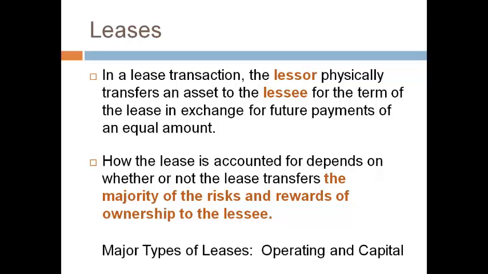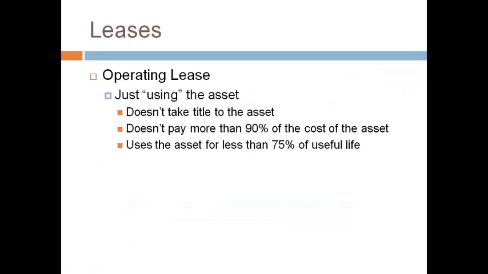There are two types of leases, an operating lease and a capital lease. A lease is considered to be an operating lease when the lessee is just using the asset. This occurs when the lessee will not take title to the asset, pays only a small portion of the total cost of the asset, or uses it for a short period of time.